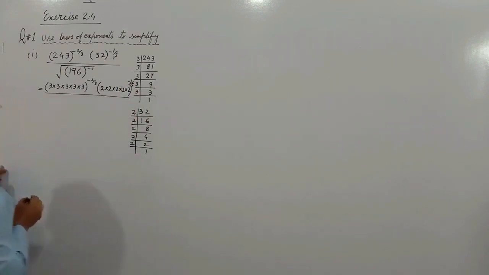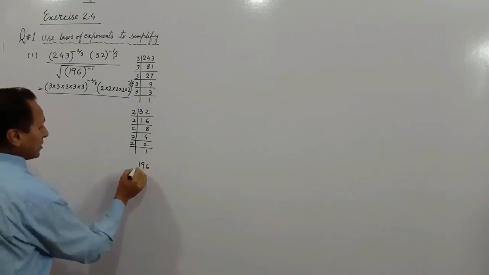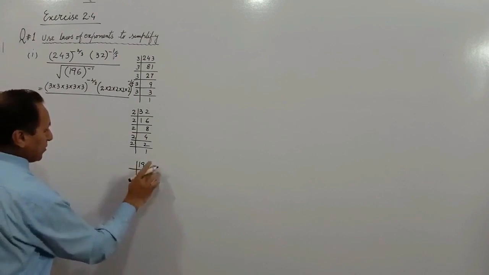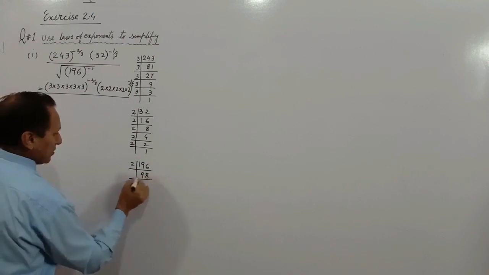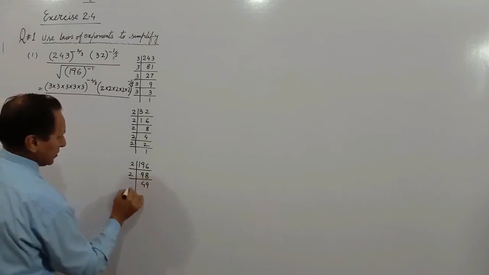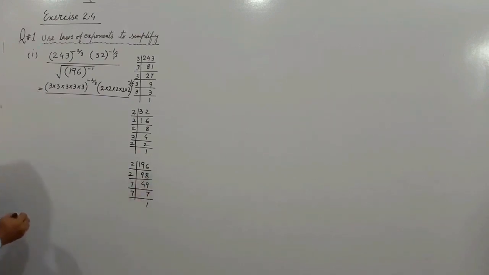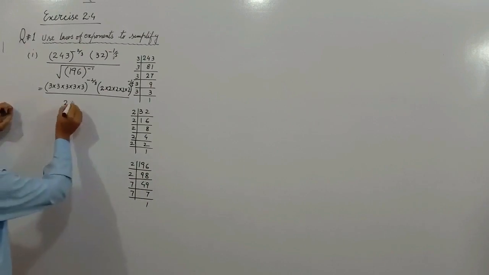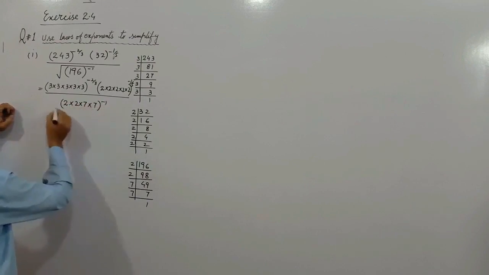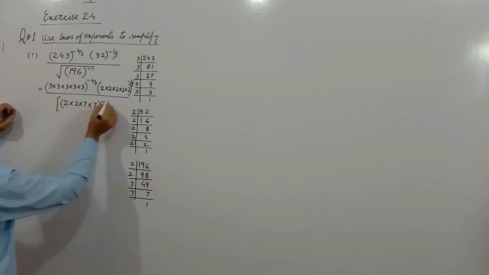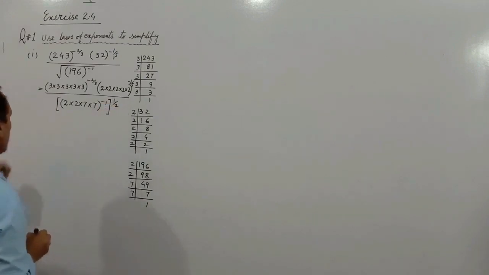In the denominator, we deal with 196 as a composite number, so we take its LCM. As it is an even number, we divide by 2 first. 2 9s are 18, 2 4s are 8, 2 49s are 98, 7 7s are 49, 7 1s are 7. So we have a pair of 2 and 7: 2 multiply 2 multiply 7 multiply 7, whole power minus 1. We convert the radical form into exponential form, so that becomes whole power 1 by 2.